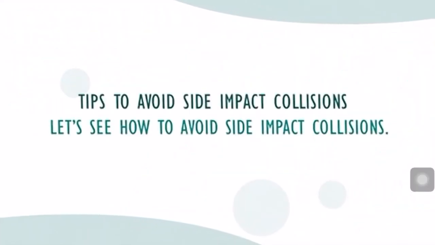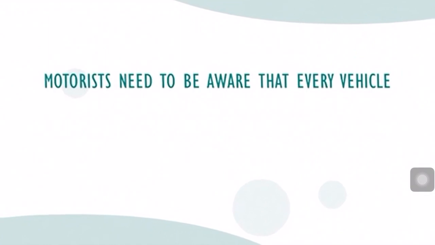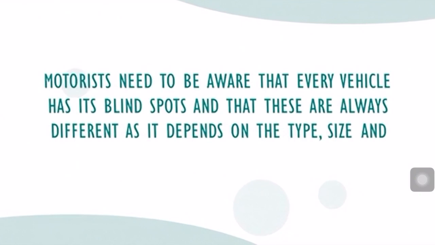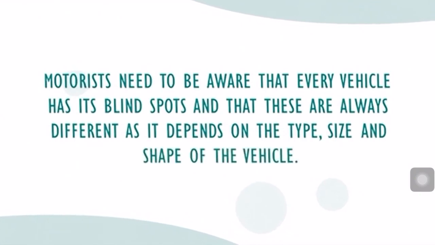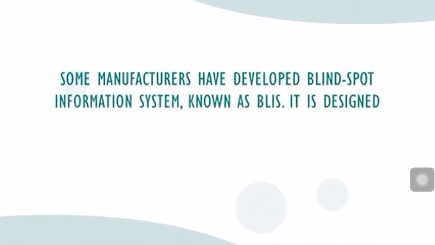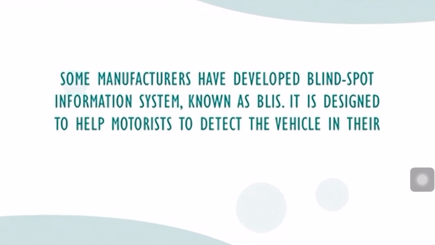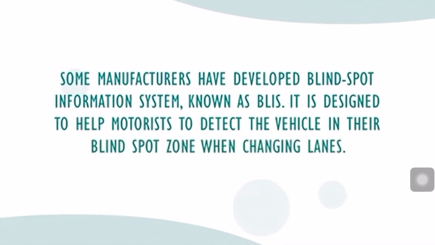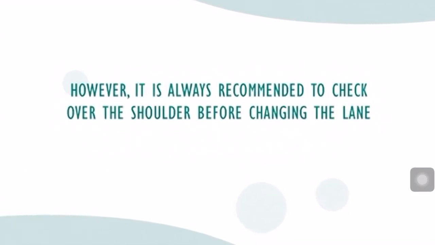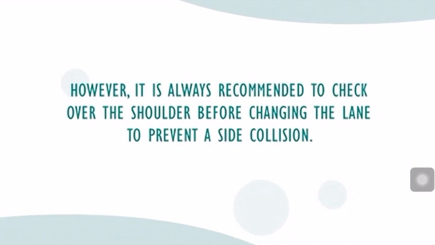Let's see how to avoid side impact collisions. Motorists need to be aware that every vehicle has its blind spots and that these are always different as it depends on the type, size, and shape of the vehicle. Some manufacturers have developed blind spot information system known as BLIS. It is designed to help motorists to detect the vehicle in their blind spot zone when changing lanes. However, it is always recommended to check over the shoulder before changing the lane to prevent a side collision.